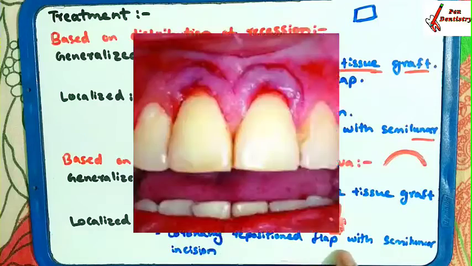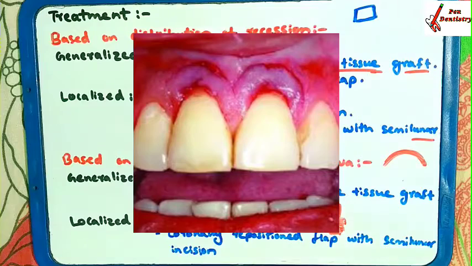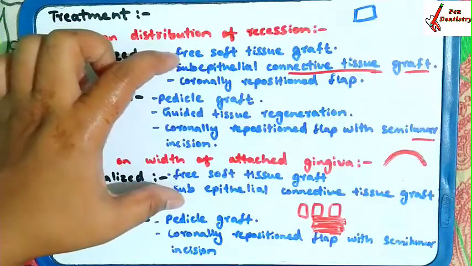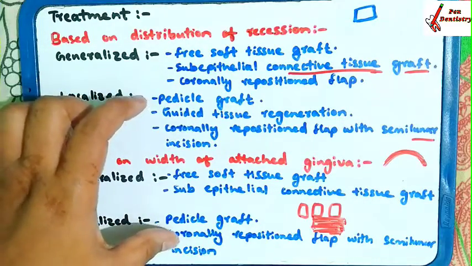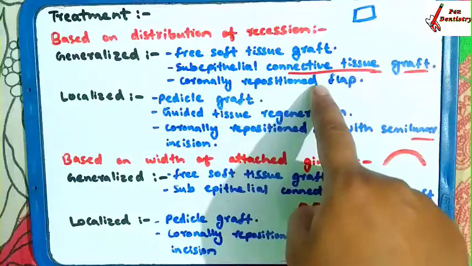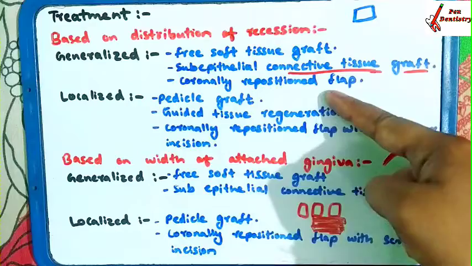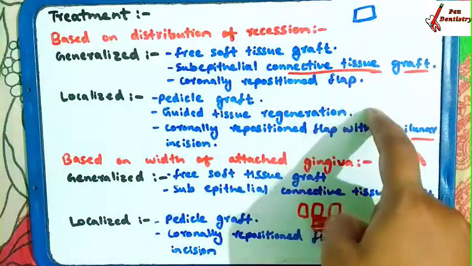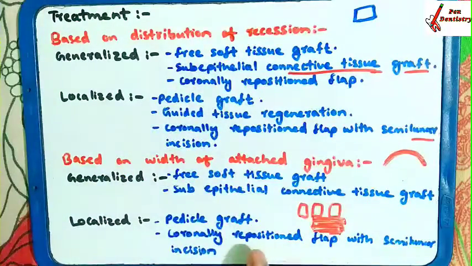Now coronally repositioned graft with semilunar incision, as I have told you, here coronal repositioning is done. In generalized cases, free soft tissue and subepithelial grafts are used, and in localized cases, pedicel graft and coronally repositioned flap are used. In the distribution of the gingiva, we use the coronally repositioned flap without the semilunar incision, and we use GTR membranes in the distribution, but not here in the localized one.